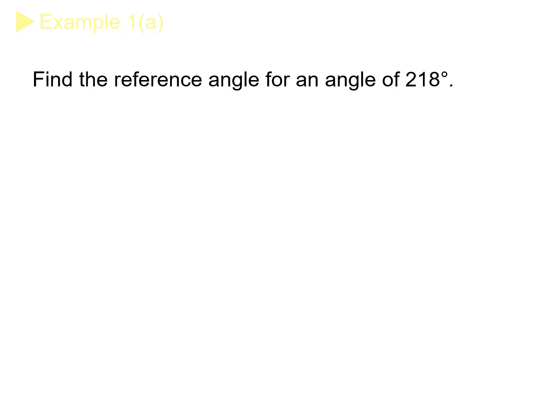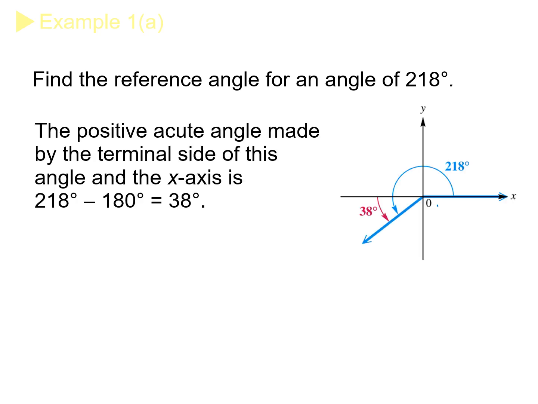Now let's find the reference angle for 218 degrees. The first thing you always want to do is to, of course, draw your angle. 218 degrees is in the third quadrant. So you see your reference angle is going to be made by taking 218 and then subtracting 180, because that's this positive x-axis. So the reference angle is 38 degrees.